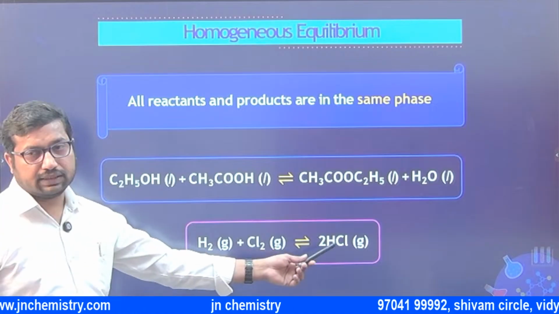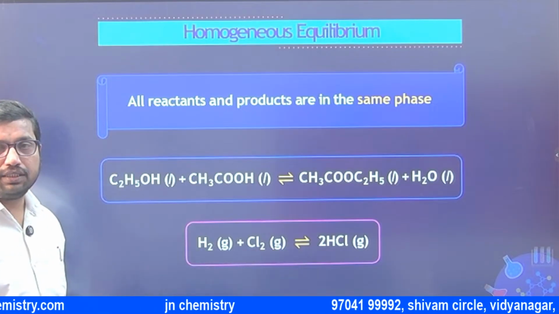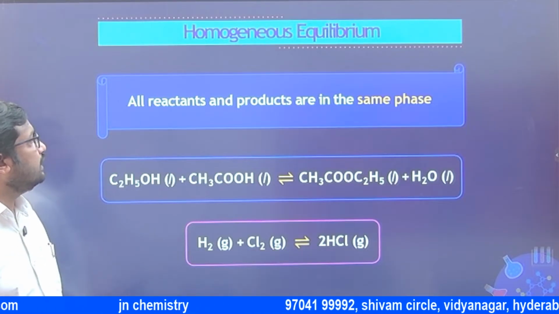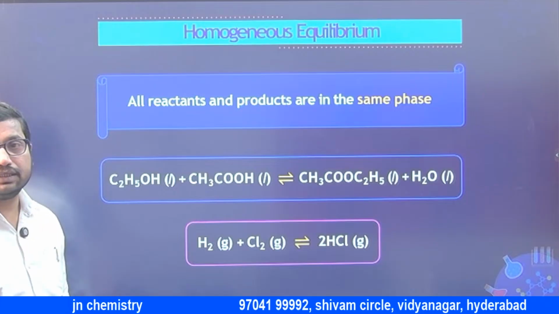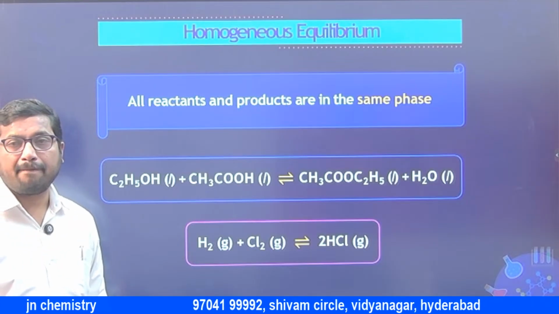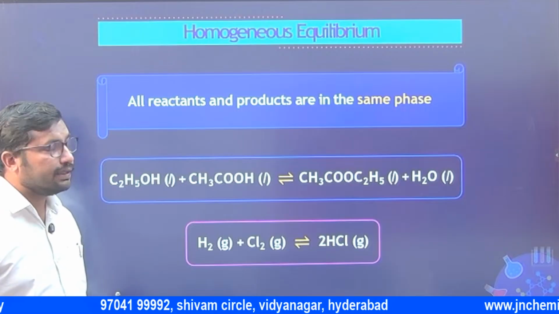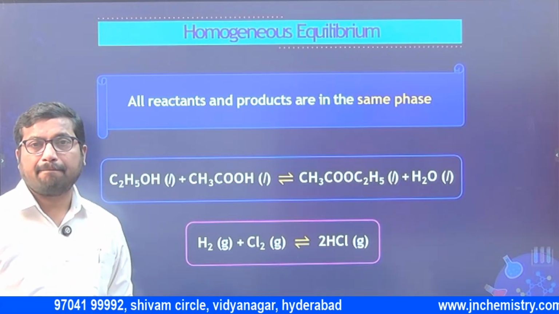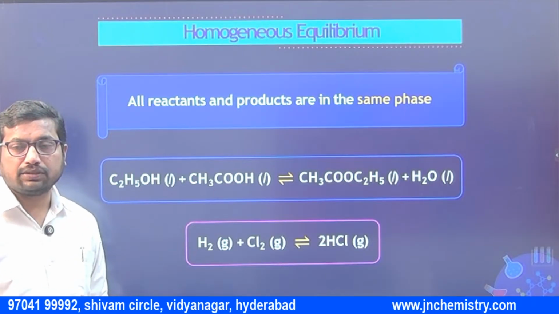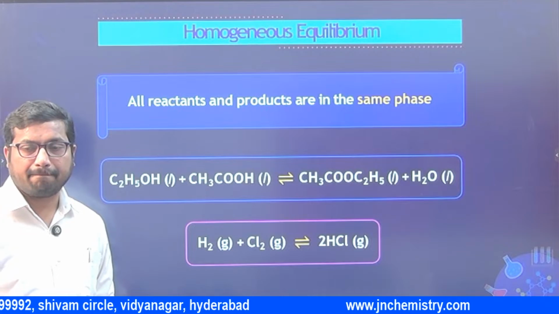All are in the gaseous state. Write the examples. Homogeneous: all reactants and products are in the same phase.